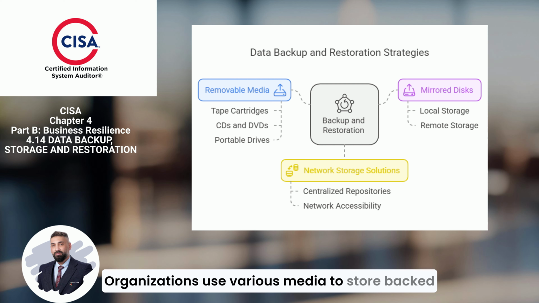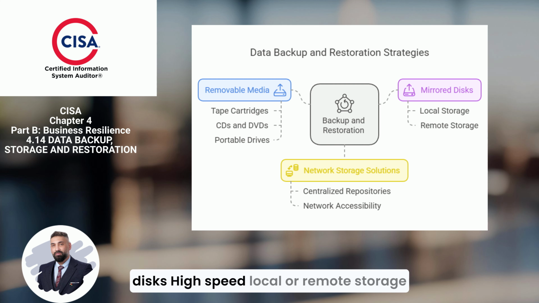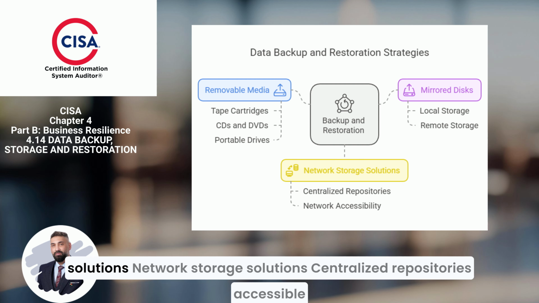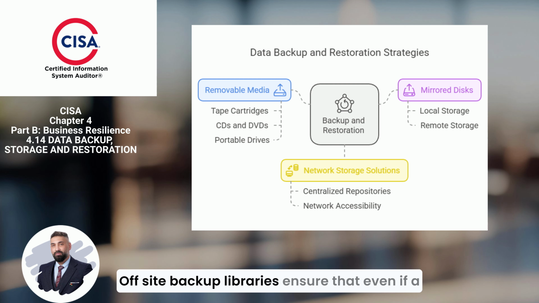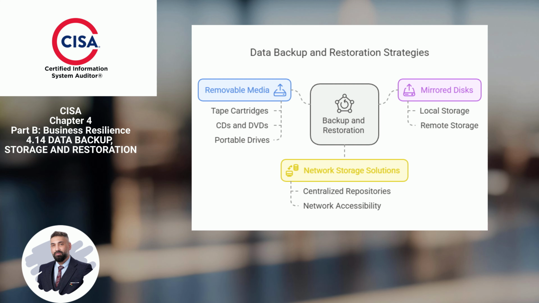Organizations use various media to store backed up data. These include removable media, things like tape cartridges, CDs, DVDs, or portable drives; mirrored disks, high-speed local or remote storage solutions; network storage solutions, centralized repositories accessible via network connections. The strategy here is clear. Off-site backup libraries ensure that even if a catastrophic on-site event occurs, such as a fire at the data center, your business has a remote lifeline of untouched information ready to restore operations.